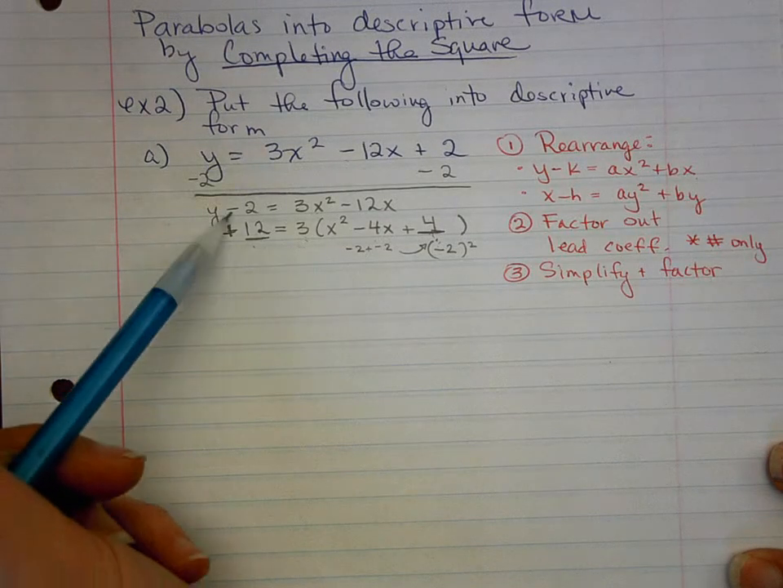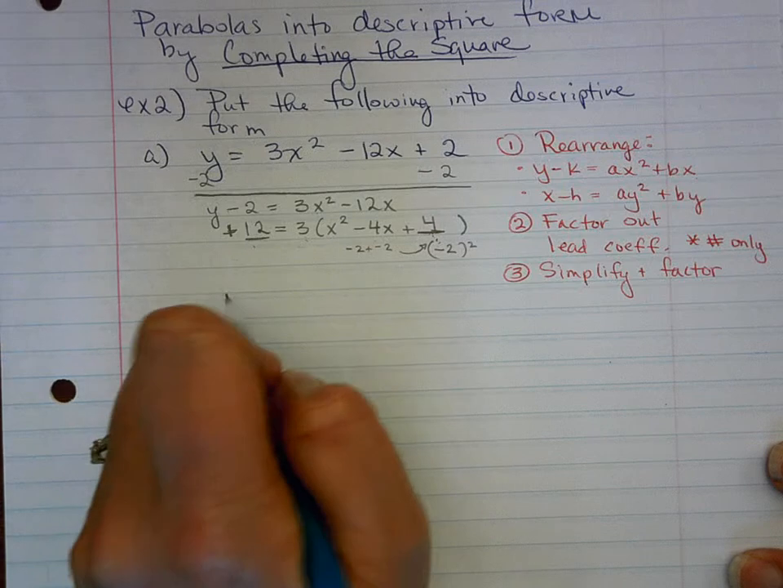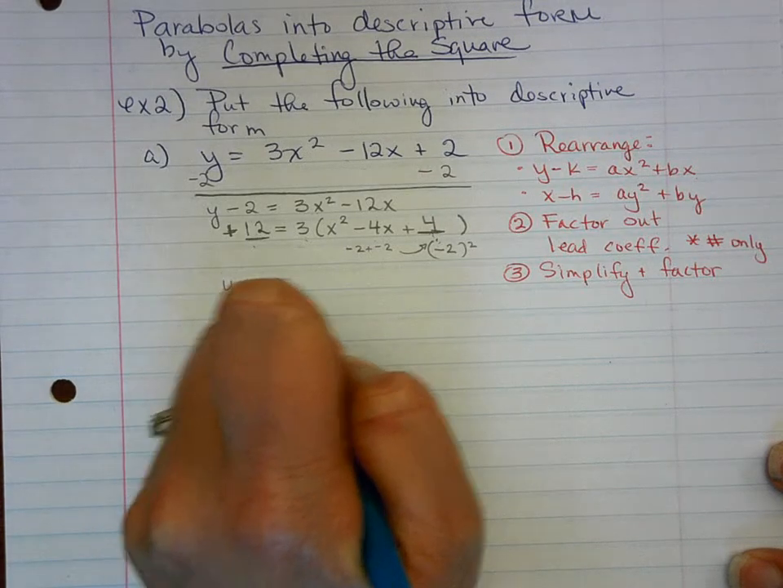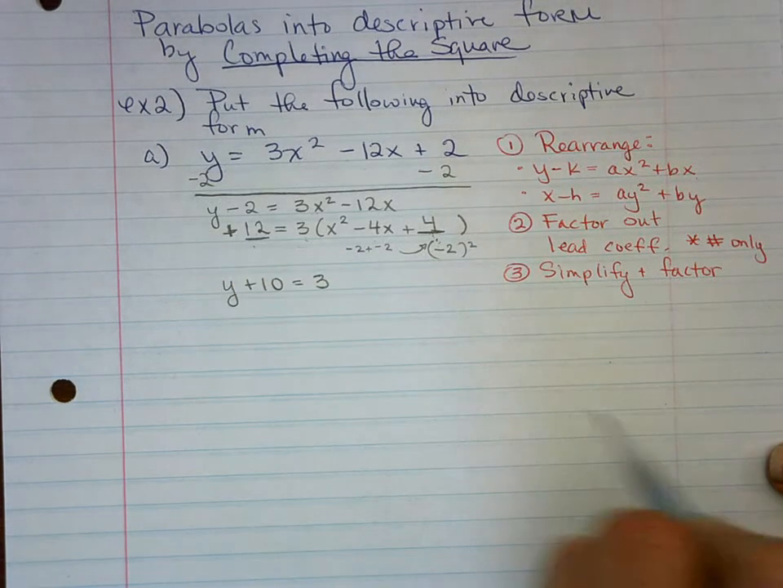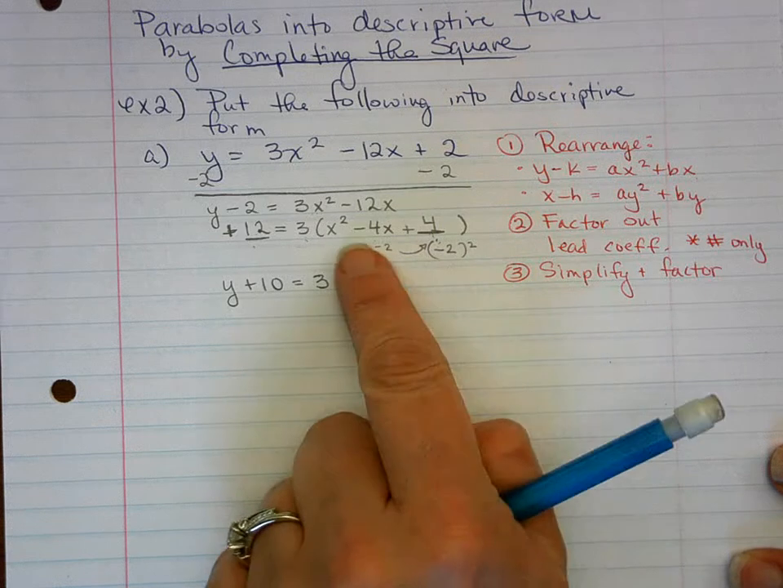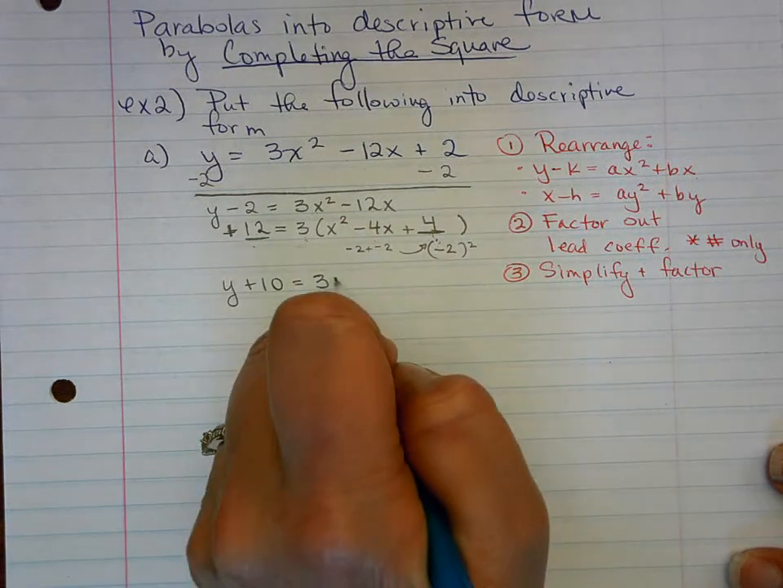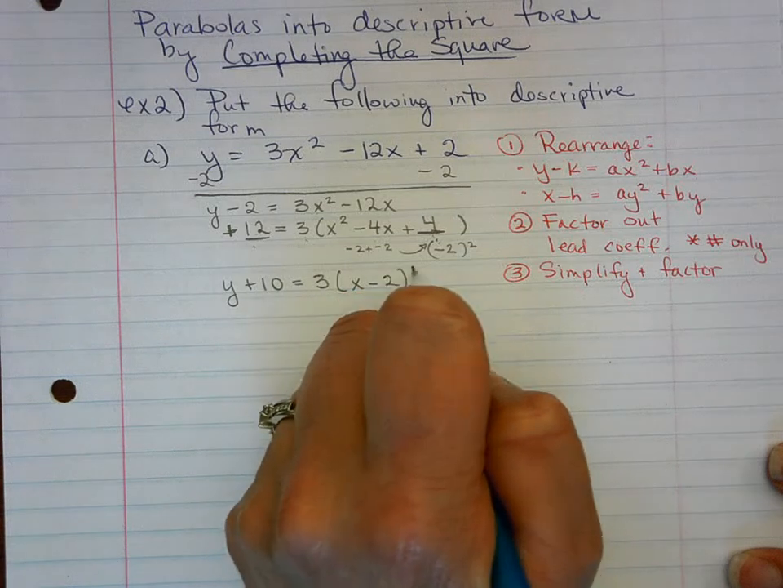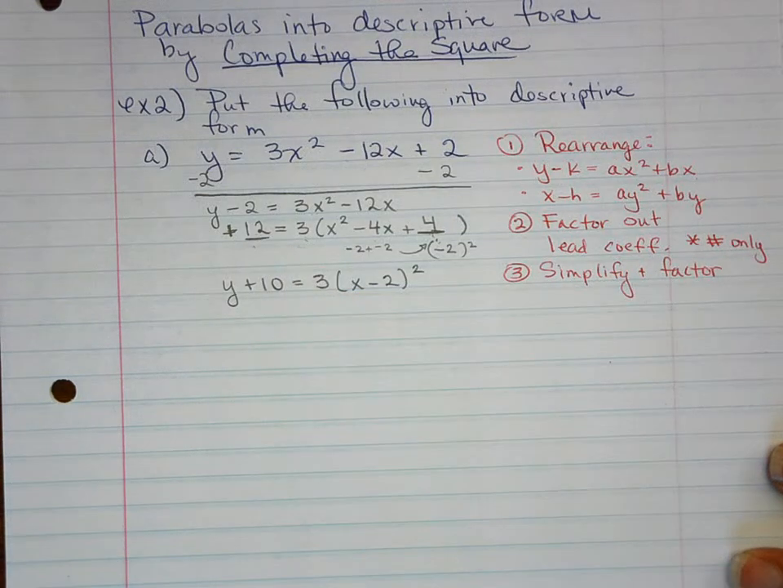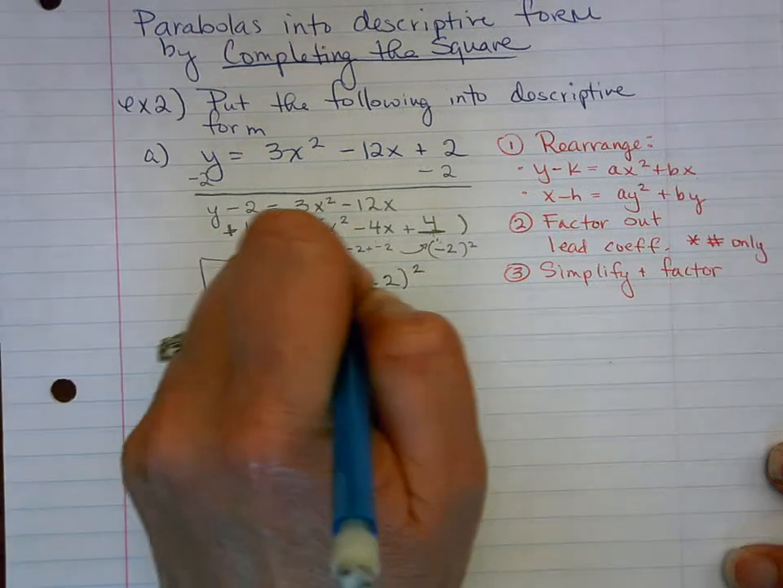So here I have negative 2 plus 12, so that would be y plus 10. I have a 3 here. And then I need to factor this. So I know it's negative 2 twice, so I can just write that as x minus 2 and then squared. And there's descriptive form.